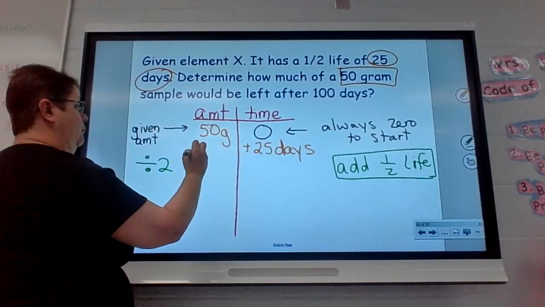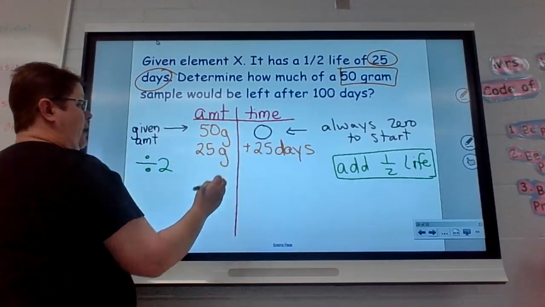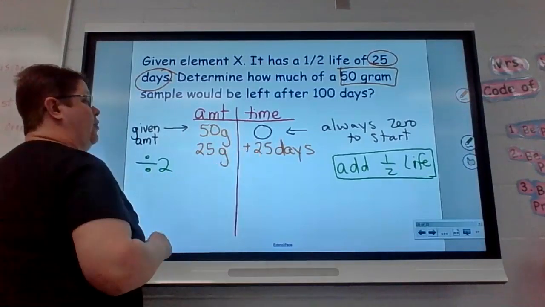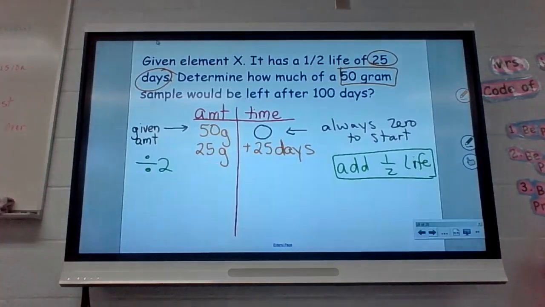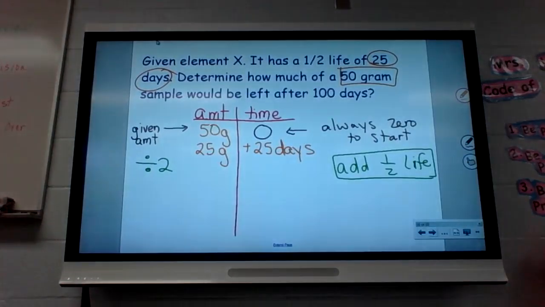25. Now, if they wanted to know how much was left after 25 days, I'm done with the question. Right, but they don't. Did they want to know how much was left after 25 days? No. How much do they want to know? 100 days. They want to know after 100 days. So can I stop? No, I got to keep going in the chart because they want to know after 100 days, right?